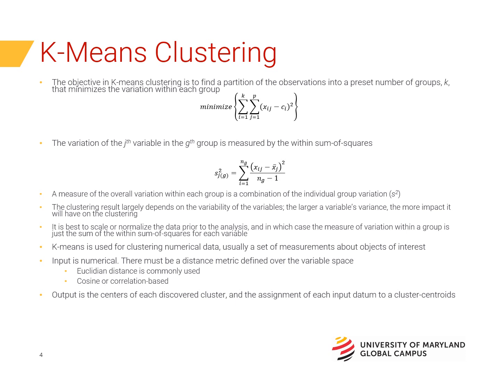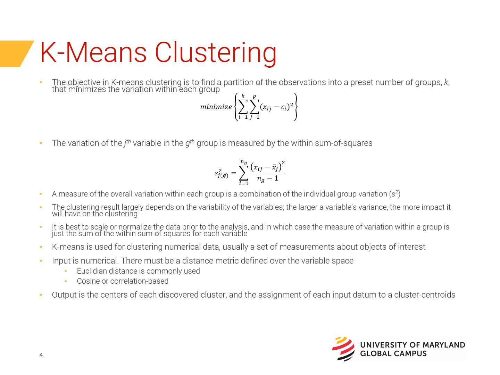This metric quantifies the dispersion of data points around their respective cluster centers for each variable. By combining the individual group variations, we obtain an overall measure of the compactness and cohesion of the clusters.